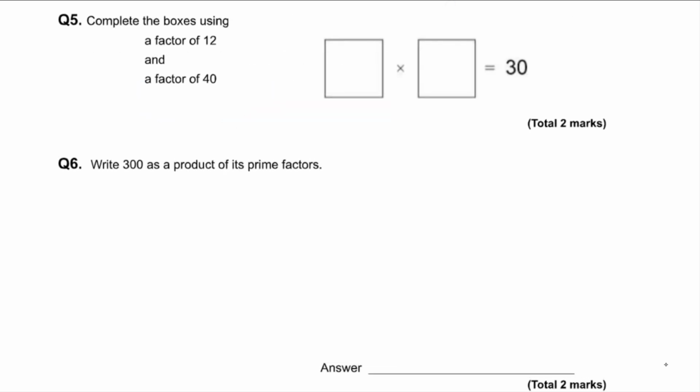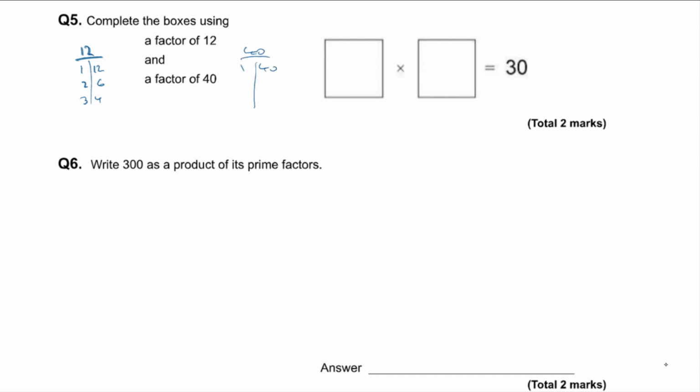Question 5, complete the boxes using a factor of 12 and a factor of 40, and they have to multiply together to give us 30. Okay, so I think I'm just going to list the factors of 12 first, and then the factors of 40, and then see if I can find a pair that go together. I've done factors of 12 so many times now, I could probably do it in my sleep. 1 and 12, 2 and 6, 3 and 4.